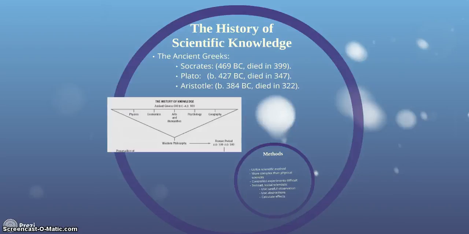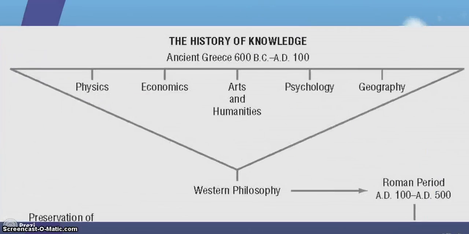Plato formed a school of philosophy. He was born in 427 BC in Athens and died in 347. And in turn, Plato's student was Aristotle, who was born in 384 BC. Aristotle actually was one of the teachers of Alexander the Great. So you see that in the history of knowledge, physics, economics, arts and humanities, psychology, geography, all of these were pioneered by the ancient Greeks from 600 BC to about 100 AD. And then you come into the period of the Roman Empire.